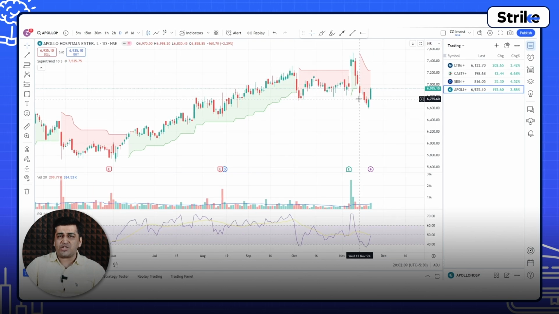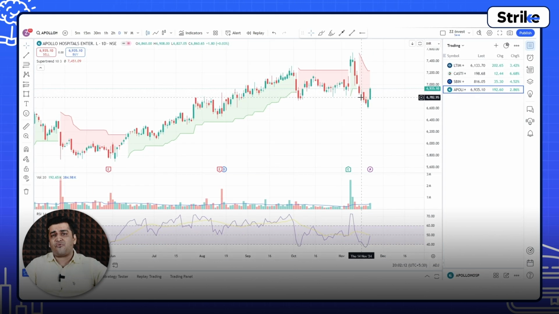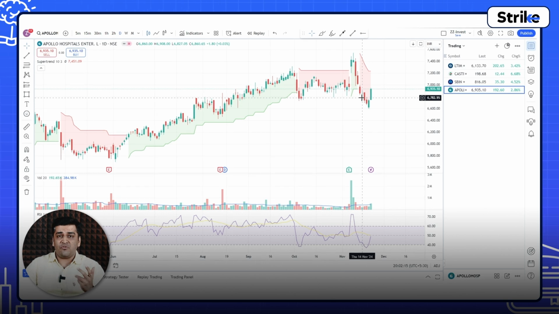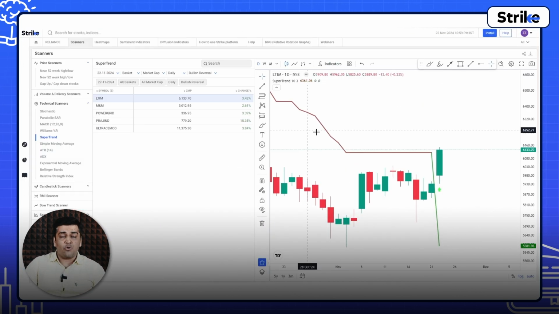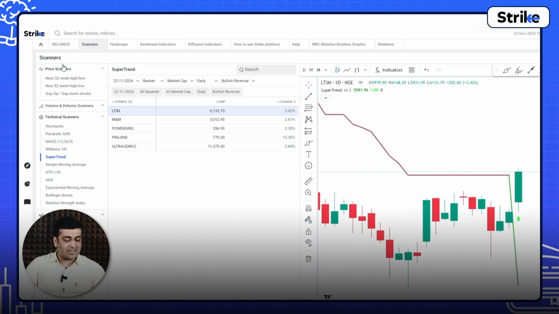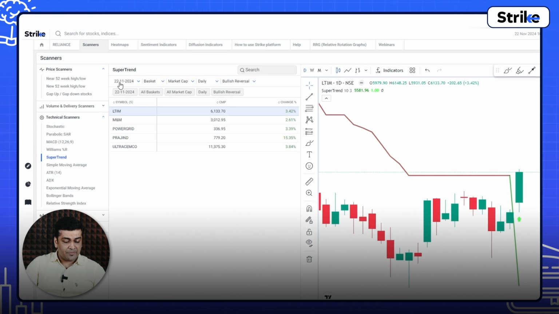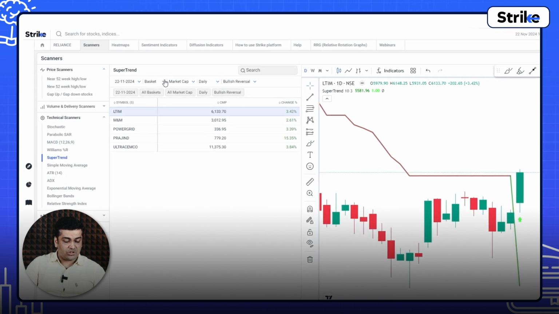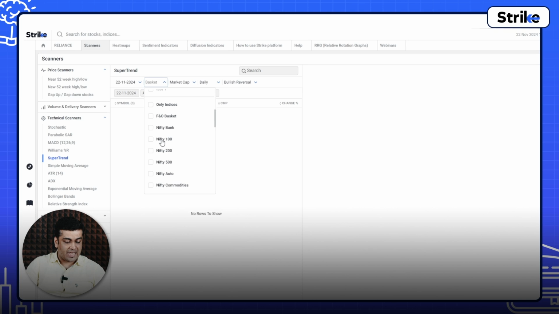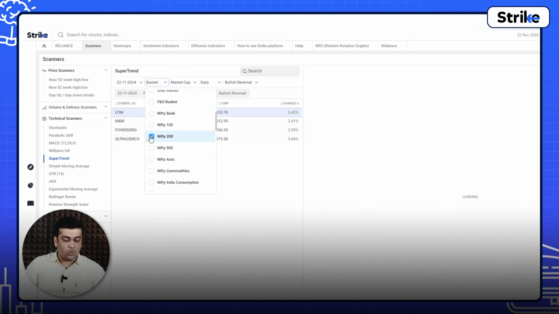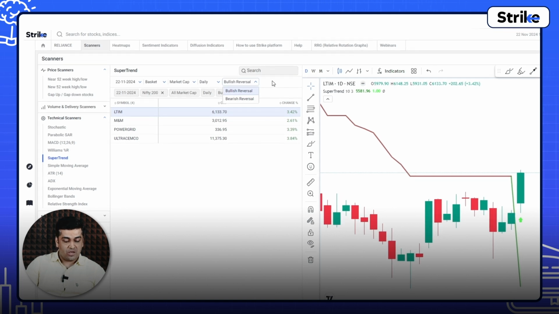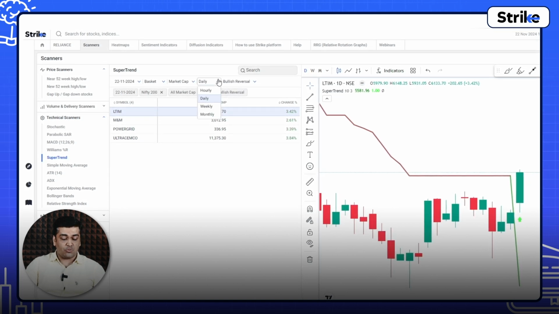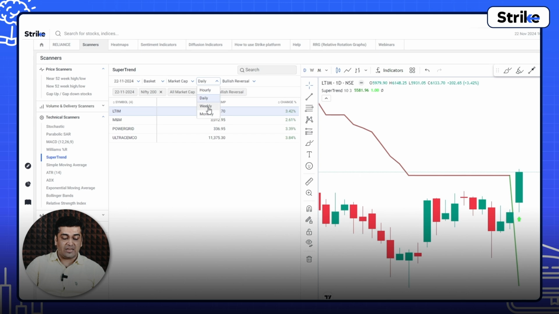Now, a very important question is still there. How will we come to know, out of 5,000 stocks, in which stock the Supertrend indicator is giving a bullish or a bearish signal? So here comes our portal called Strike. On the Strike portal, in the scanners section, you can find a Supertrend scanner, and immediately you can choose the basket of stocks. Instead of all, you can say I want a basket of only Nifty 200 stocks, and out of the 200 stocks you want a bullish reversal or a bearish reversal. You can choose whether you want the Supertrend indicator on an hourly, daily, weekly or monthly chart.